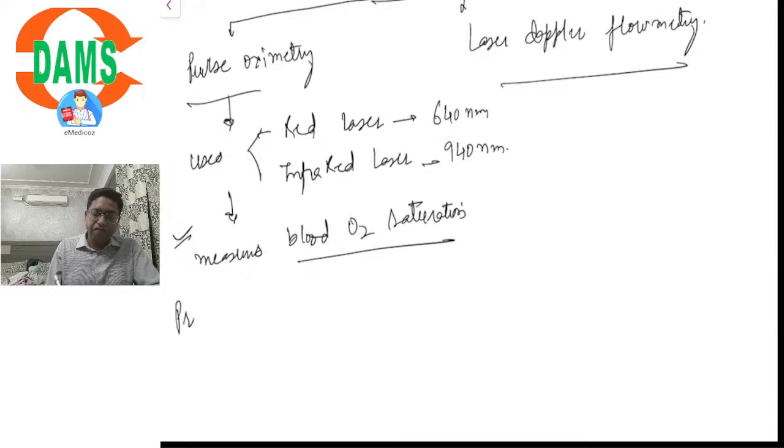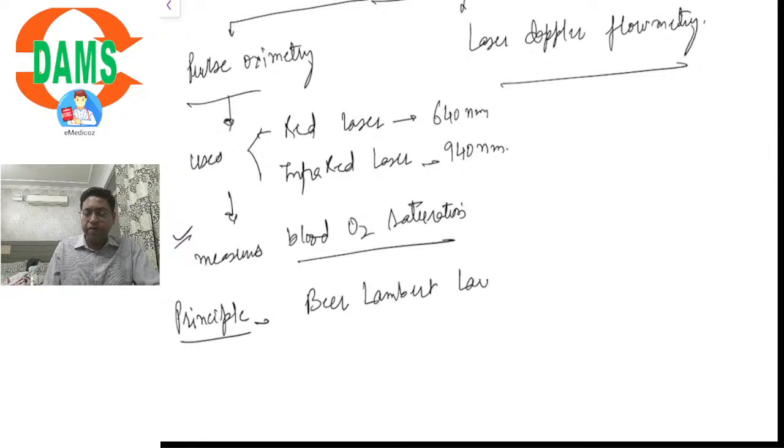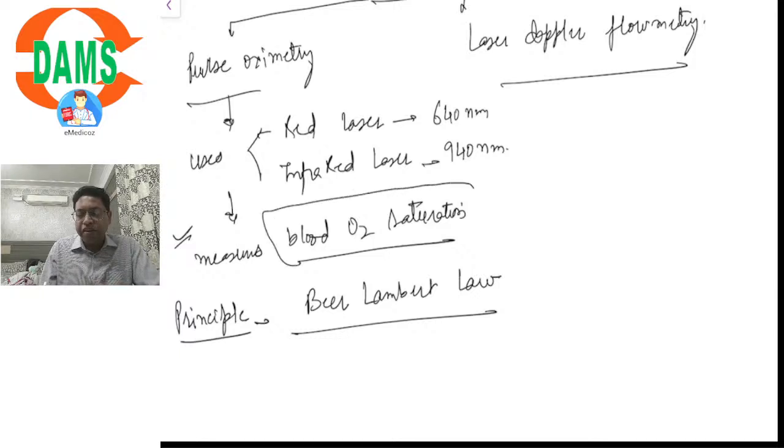And the working principle of pulse oximetry is the Beer-Lambert law. It is a physics law on which it is based. This is how it works. And what is the inference that we get? We get an idea about the blood oxygen saturation. And definitely when the oxygen saturation is more, more hemoglobin is present and the tissue is more vascular. Similarly, if the blood oxygen saturation is reduced, it means the hemoglobin to carry the oxygen is reduced and the tissue is becoming non-vital. So this is the basics of pulse oximetry.